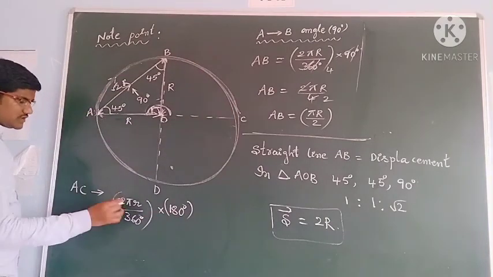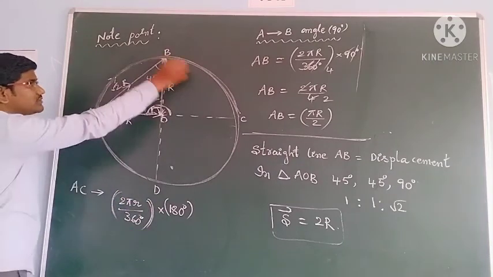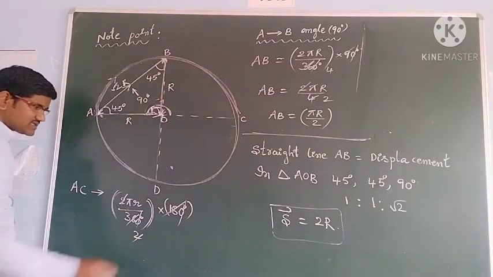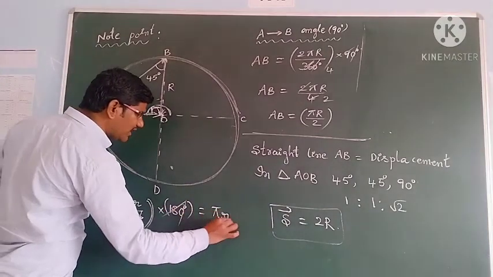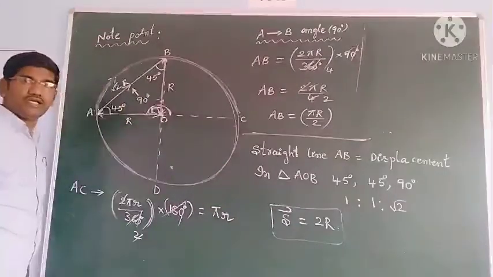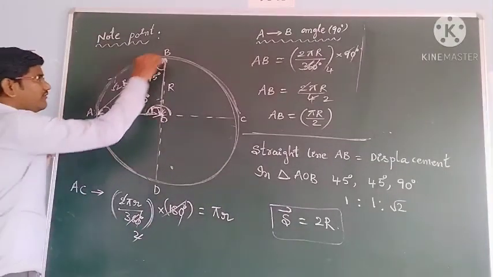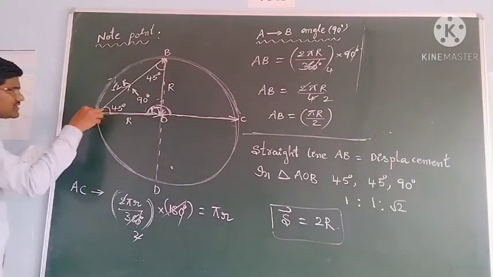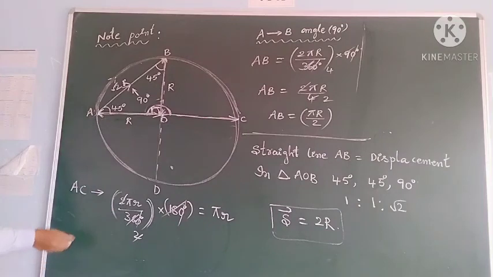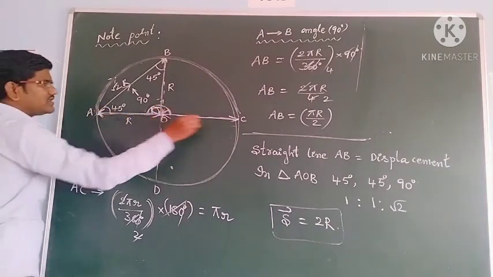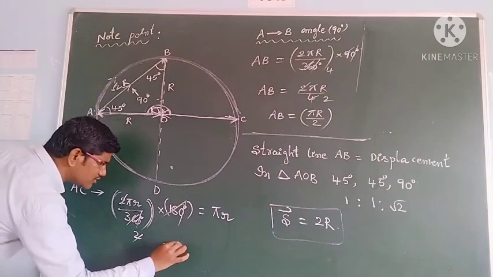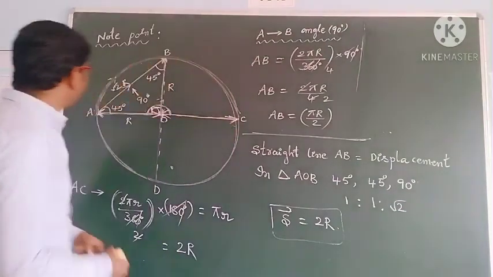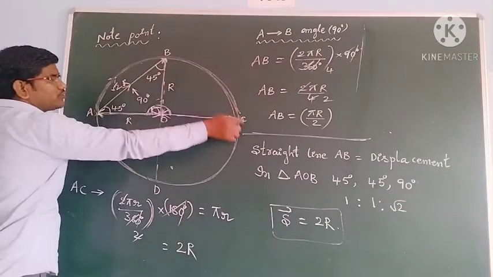Then distance means you just take 2 pi r into the angle the arc makes. The zeros get cancelled, 18 and 2 get cancelled. The distance will become pi r, because it is half of the circle. Displacement means the direct line from A to C, which is r plus r, so displacement will become 2r. Okay students, A to B is completed, A to C is also completed.